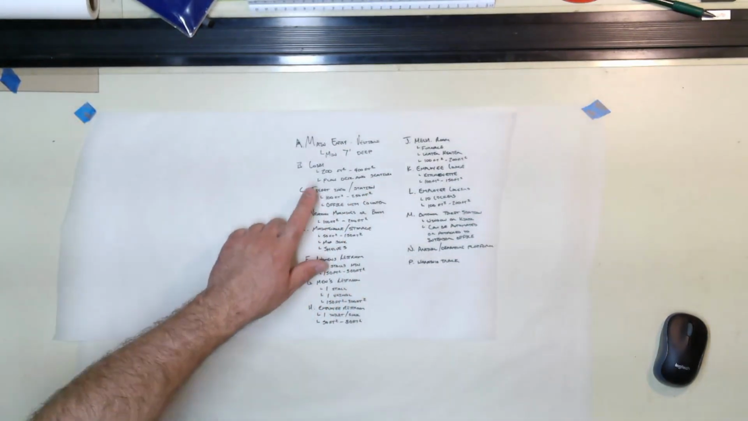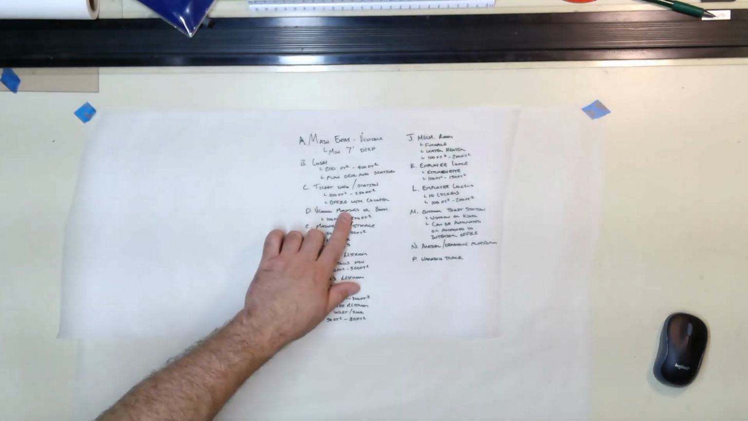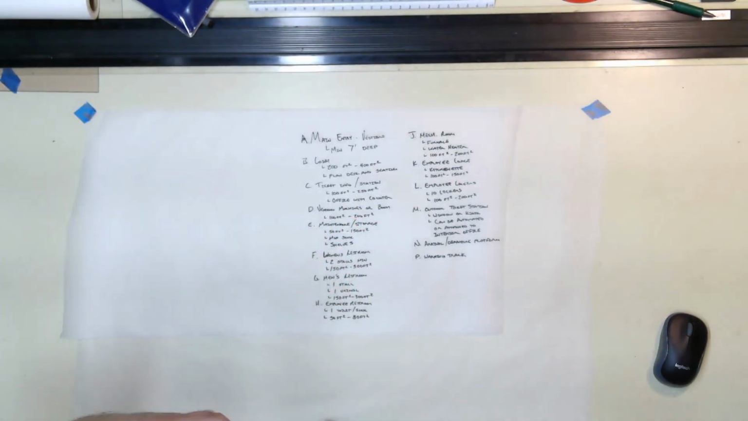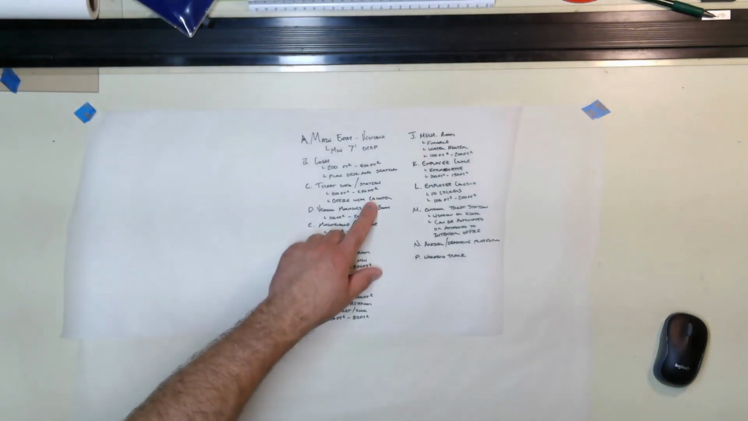The next one is the ticket info / selling station. That can be either an office with a counter or just a counter. You could do an automated system if you want to get fancy with it. That'll be 100 square feet to 250 square feet.